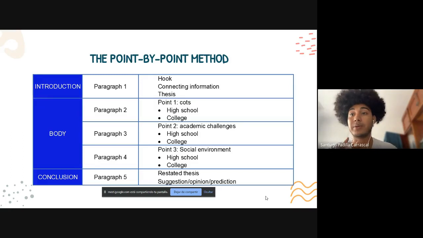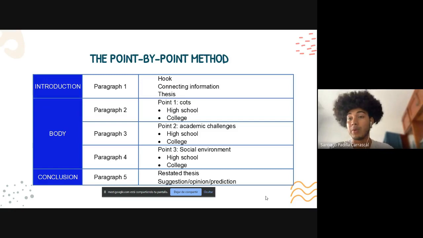So in the second paragraph, you are going to talk about the cost for both of them, for high school and for college. In the third paragraph, you are going to talk about the academic challenges for both, for high school and for college. In the fourth paragraph, you are going to talk about the social environment for both of them, for high school and for college. And the last one, the fifth paragraph, is where you are going to give the conclusion, where you can give a suggestion, an opinion, and even a prediction.